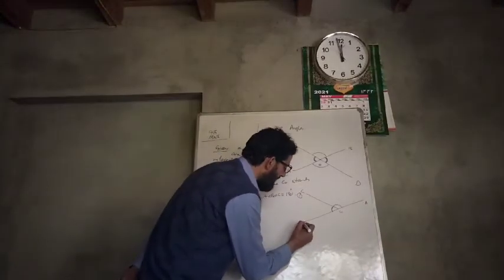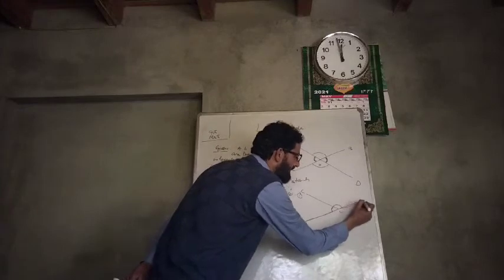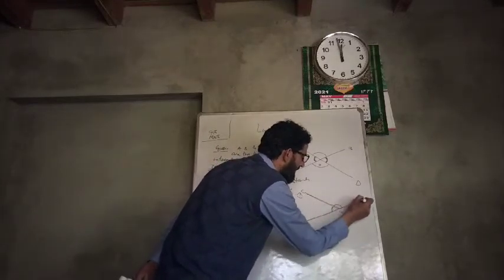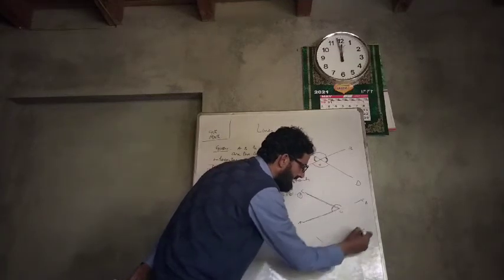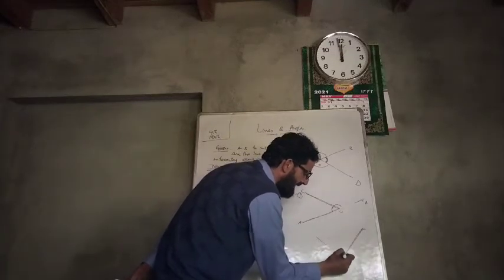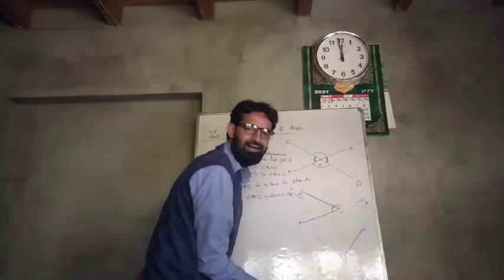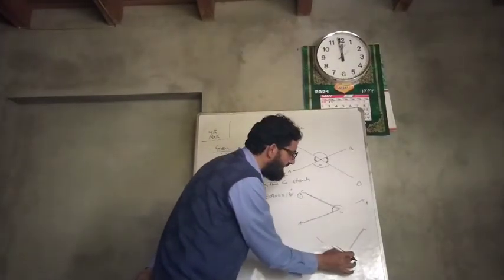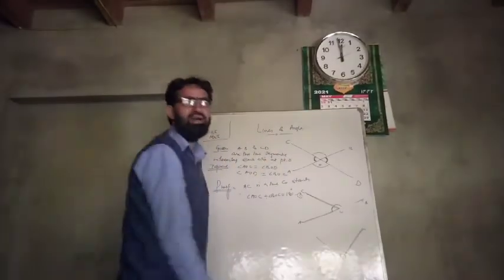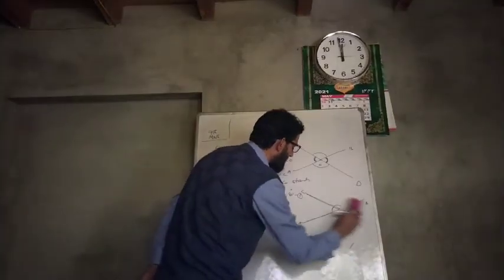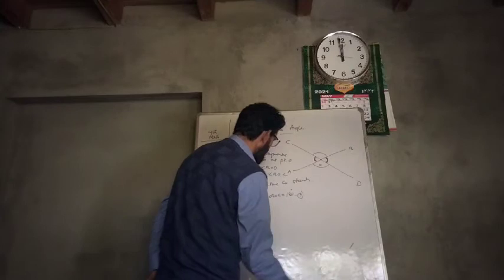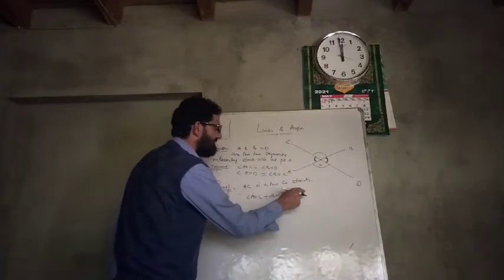Again, I will show you. AB is a line segment and CO stands on it. When a ray stands on a line segment, a pair of angles is formed. This is called a linear pair, and the sum is obviously 180. So angle AOC plus angle BOC is equal to 180.